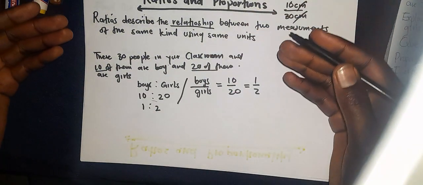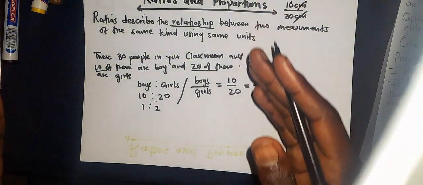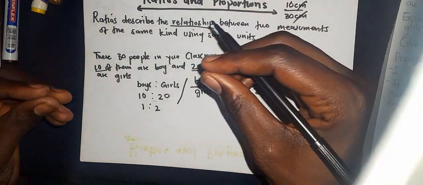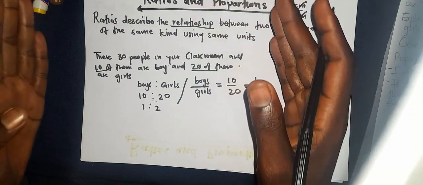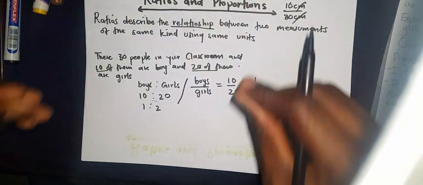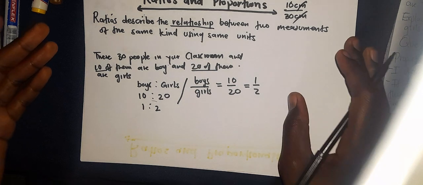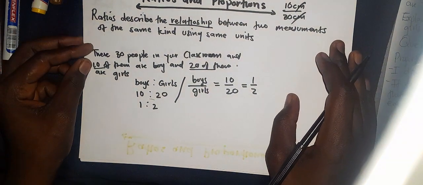So the main thing I want you to understand about a ratio is that it compares something to something, as long as both have the same unit. So quickly, let me try to give you an example.